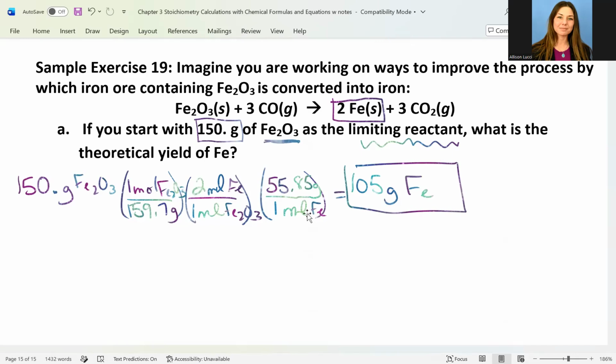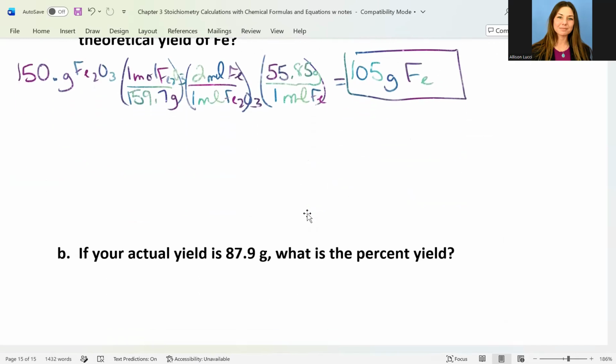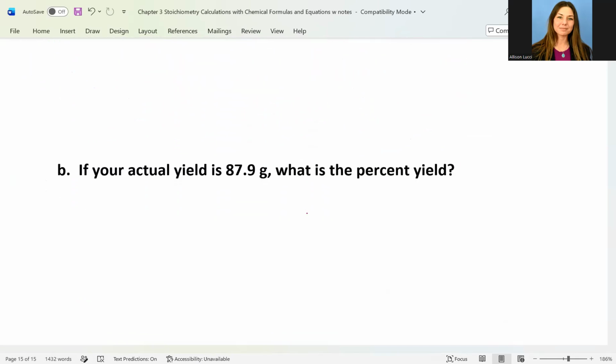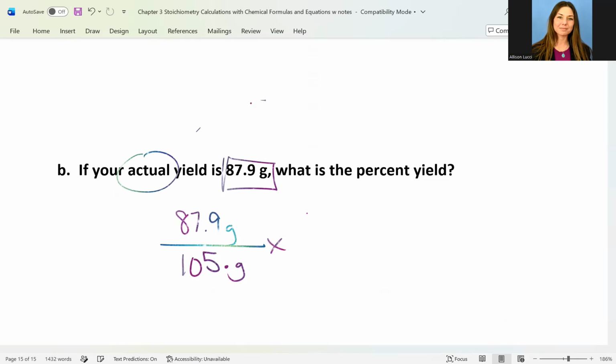And let's take a look down here. That was our theoretical yield. But if we did this reaction and we actually only produced 87.9 grams, we're going to plug into that equation that was introduced above, where we have our actual yield divided by our theoretical yield times 100. And this will give us an 83.7% yield.